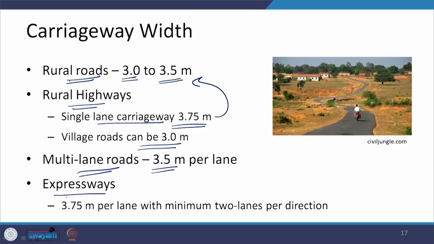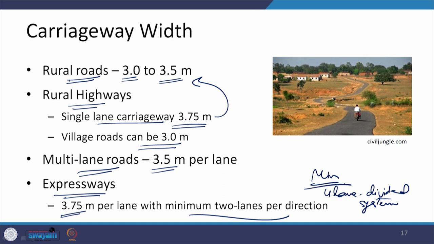If you are looking at an expressway, then in the case of an expressway the width of a lane is 3.75 meters. And here one rider is there, that at least 2 lanes should be there in one direction. That means this is going to be a 4-lane divided system at least. This is a minimum thing which has to be there.